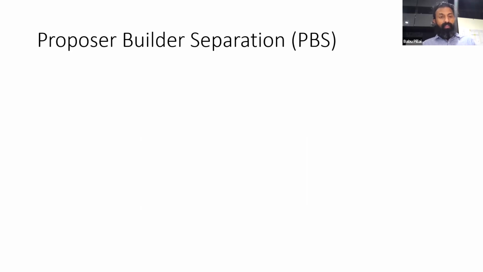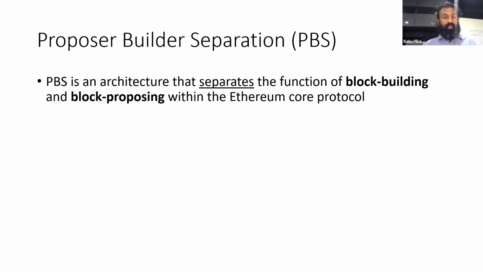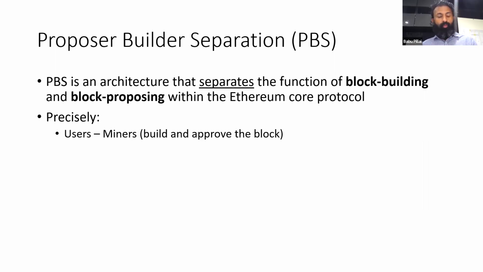Now, one of the proposals for that is called proposer-builder separation, the PBS model, and this is the architecture where we are separating the block building and the block proposing, the mining part, within the core Ethereum protocol. This research is mainly happening on the Ethereum network. What we have previously is users and miners. Users send transactions to the miners, and the miners pick the transactions, put them in the block, and then propose the block. These are mainly the two actors in the network.